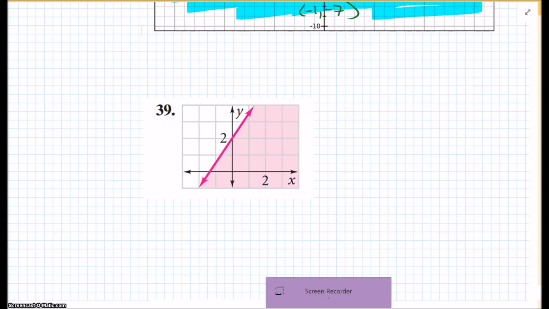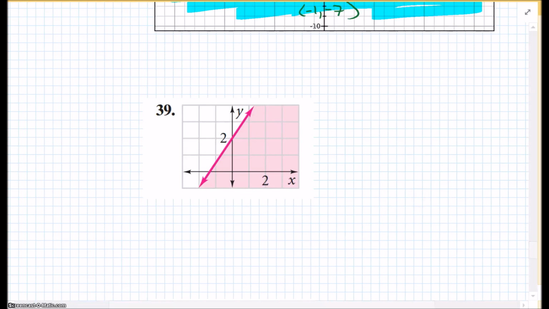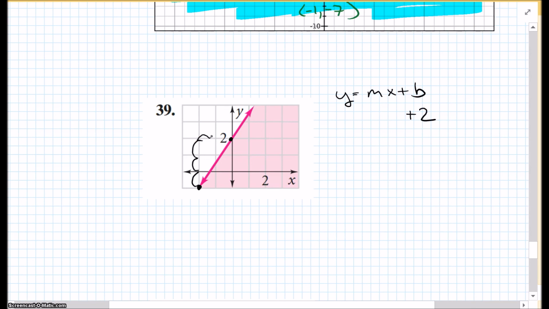The question says this. Write the inequality for each graph. So we've got a line. Okay, so my base equation for a line is y equals mx plus b. I have a y-intercept of 2, so my b value is 2. See if we can find the slope. Looks like I have a point here, so it looks like I can go up 1, 2, 3, and over 2. So it looks like my slope is rise over run of 3 over 2. So I got y equals 3 over 2x plus 2.